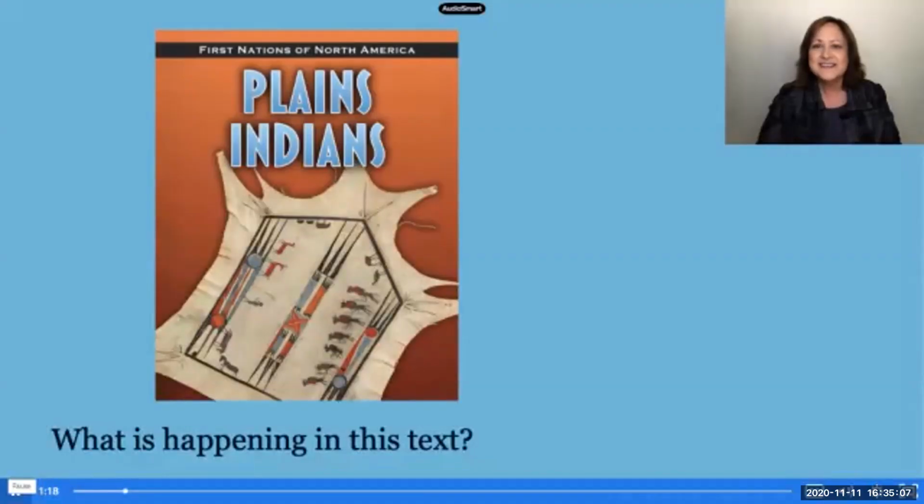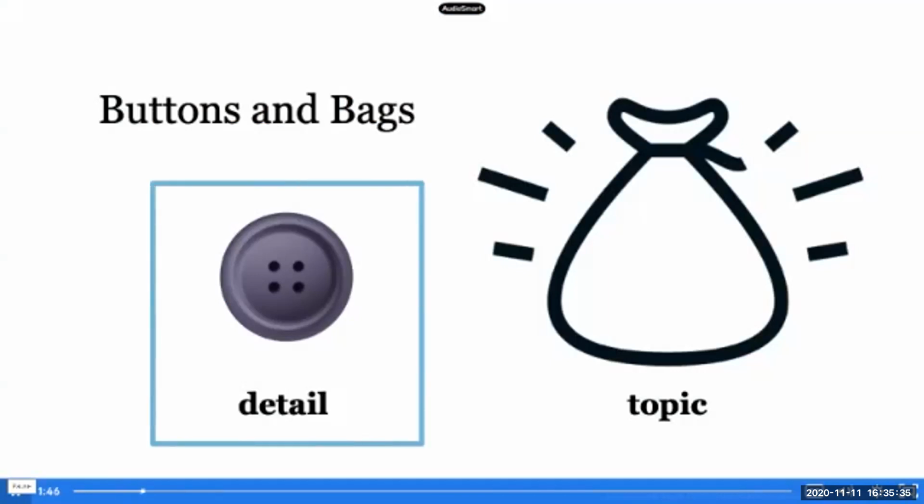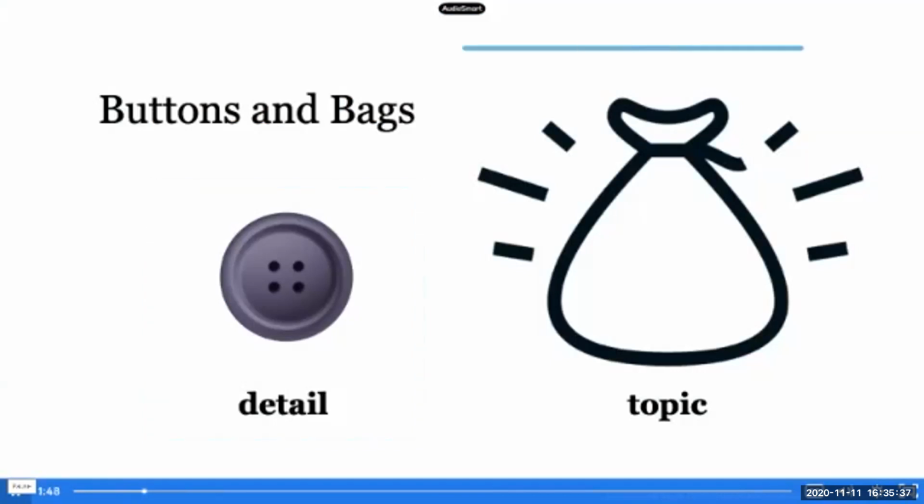What is happening in this text? Today, we'll be reading details closely, and we'll think through how those details are connected. What is the topic that ties them together? We'll be thinking through this together. As we grow our knowledge today about Plains Indians, we'll be using buttons and bags. Buttons and bags will help us think about the details and how those details are connected by a topic or topic statement.